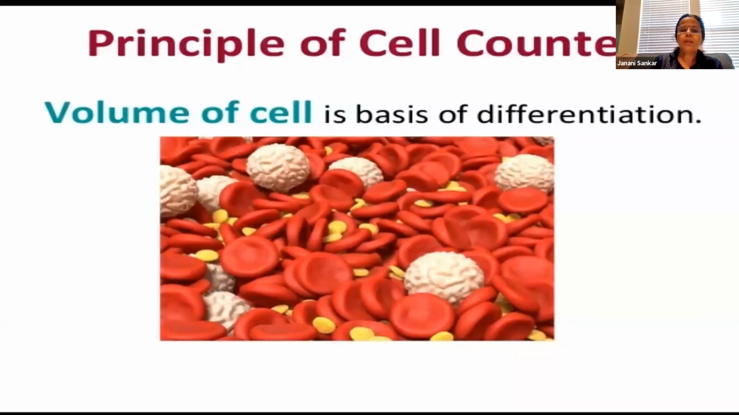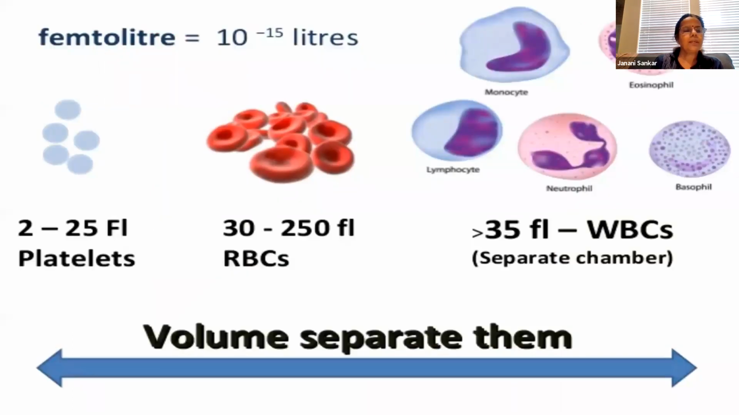So the volume of the cell is the basis of differentiation. As we all know, the volumes of cells are different. The platelets are 2 to 25, and the RBCs are next, and then you have the WBCs. That's how, based on their volume, they get separated.